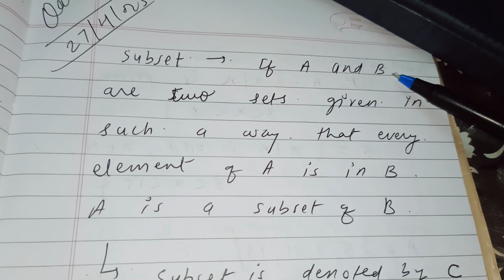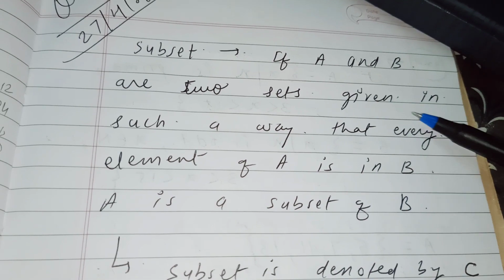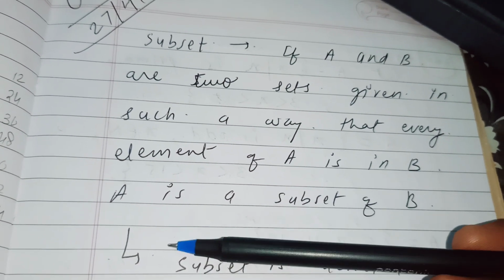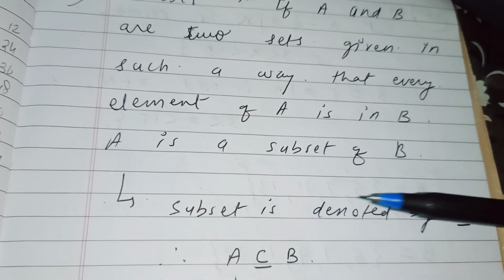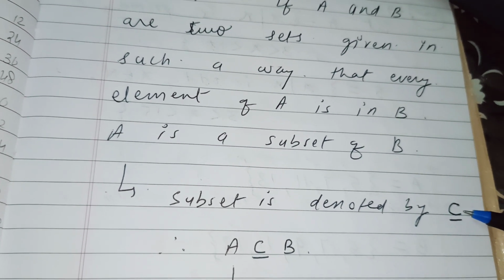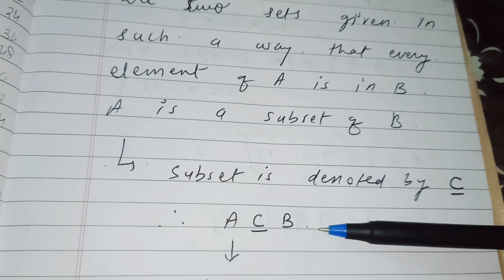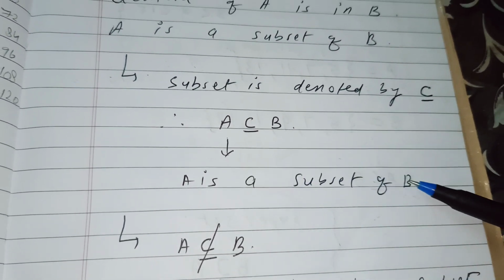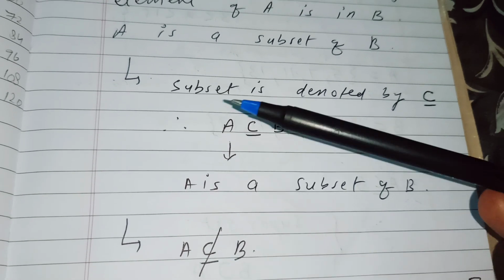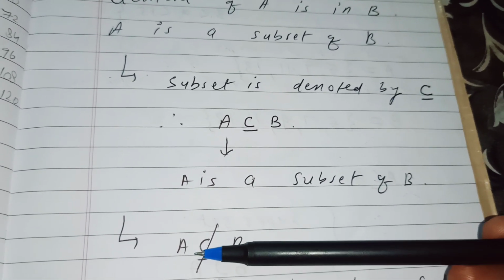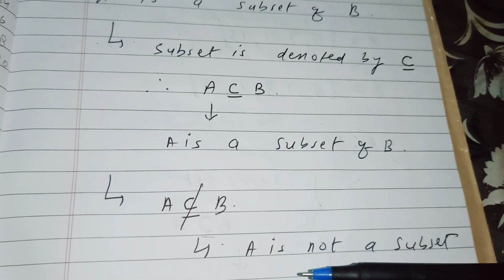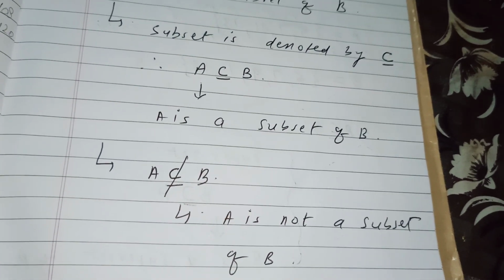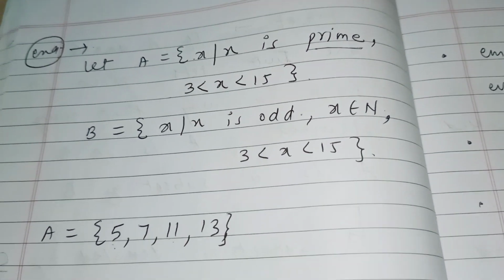Now another topic is subset. If A and B are two sets given in such a way that every element of A is in B, then A is a subset of B. The subset is denoted by a sign like this. So A subset of B, we can read it like this. If that is not in B, we can say that A is not a subset of B, and we can read it like this. Okay, clear?